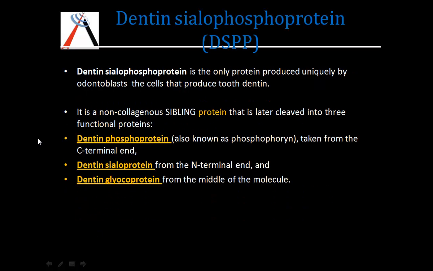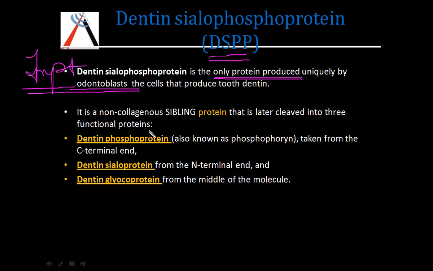Talking about the dentine sialophosphoprotein, which is also known as the DSPP. This comes under the group of non-collagenous proteins, the glycoproteins or the SIBLING proteins. This is the only protein which is uniquely produced by the odontoblasts. So it is a very important protein of the dentine. It is a non-collagenous SIBLING protein. This is later cleaved into 3 functional proteins.